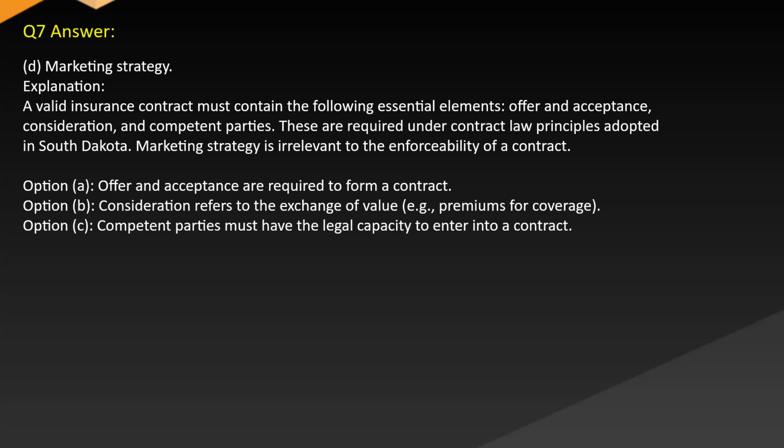Option A. Offer and acceptance are required to form a contract. Option B. Consideration refers to the exchange of value, for example, premiums for coverage. Option C. Competent parties must have the legal capacity to enter into the contract.